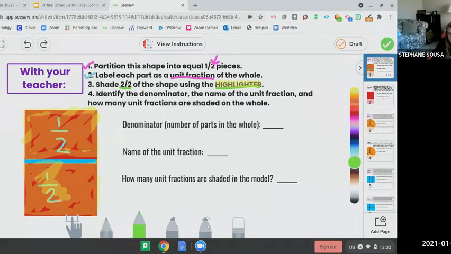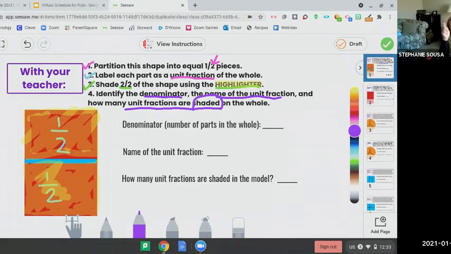Okay. So step 3 is done. I want to point out to you, it's been 3 minutes and we are still on the first problem, and that is okay. Step 4 says identify the denominator, name of the unit fraction, and how many unit fractions are shaded on the whole. All right, my denominator, I forgot what that is.